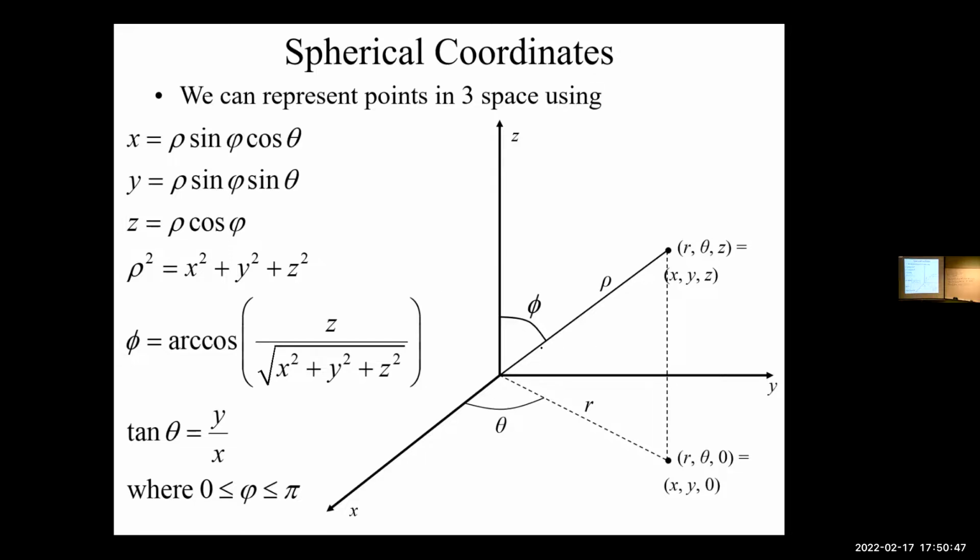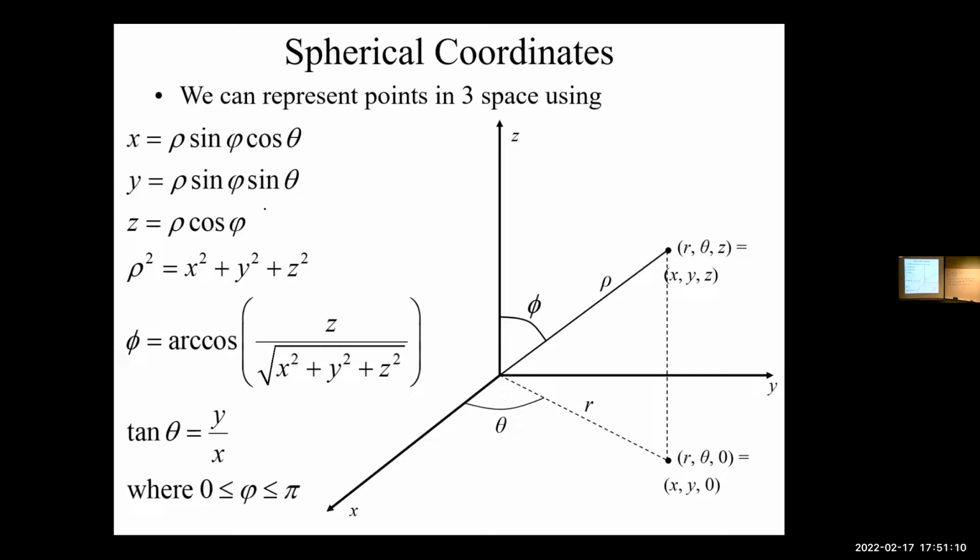Phi is the angle between rho and the positive Z axis. And then theta is the same theta from polar. That's the exact same theta we were just looking at. All these relationships, nothing you have to memorize, right? Because you'll have a note card for the exams, are all just right angle trig.